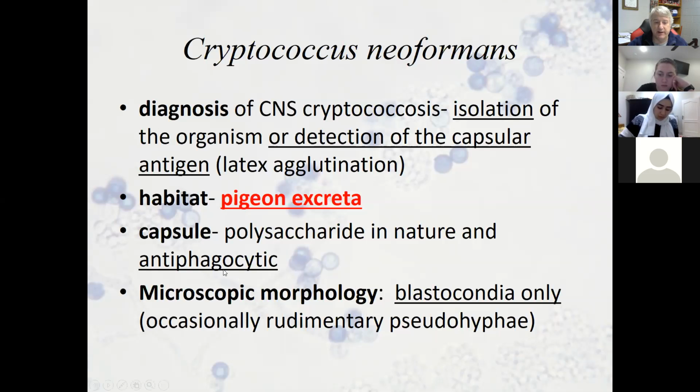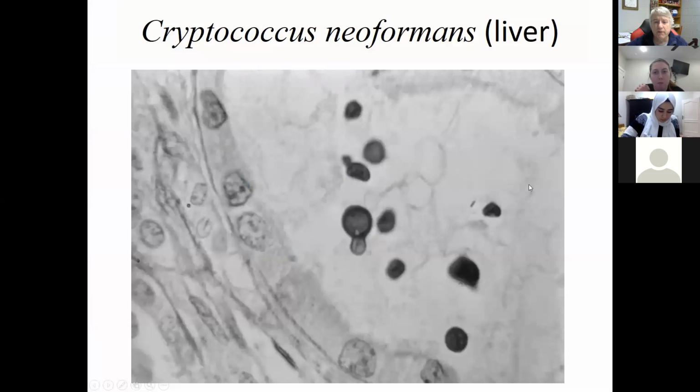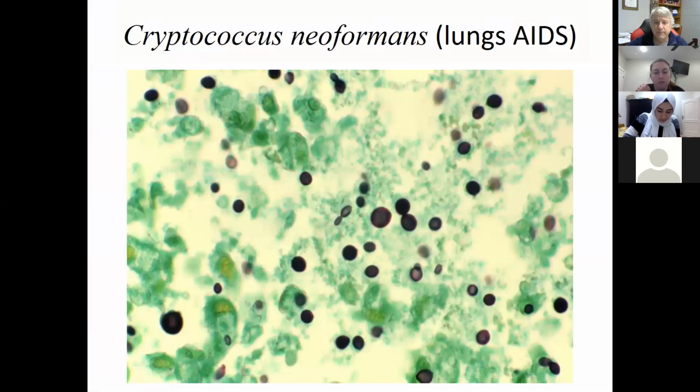The capsule is polysaccharide in nature and is anti-phagocytic. They're encapsulated and microscopic. They're blastoconidia, and you look for occasional rudimentary pseudohyphae. So definitely encapsulated, a little thicker. You can see a faint capsule around at least this one. The capsules don't stain very well. This is from a liver sample. Lungs of an AIDS patient. That looks like an India ink.